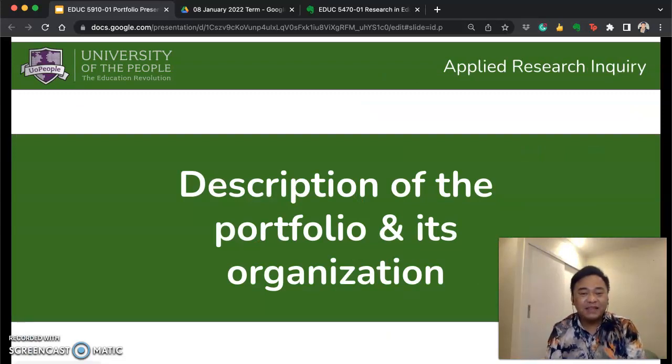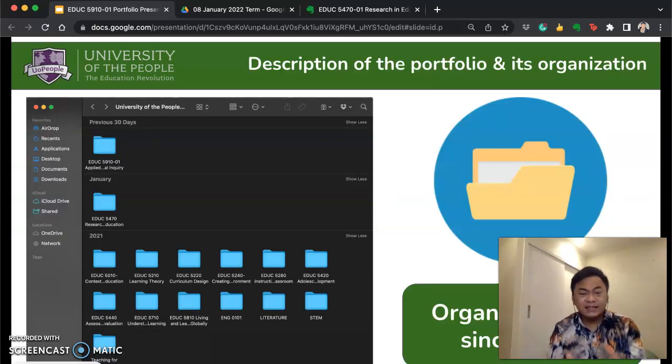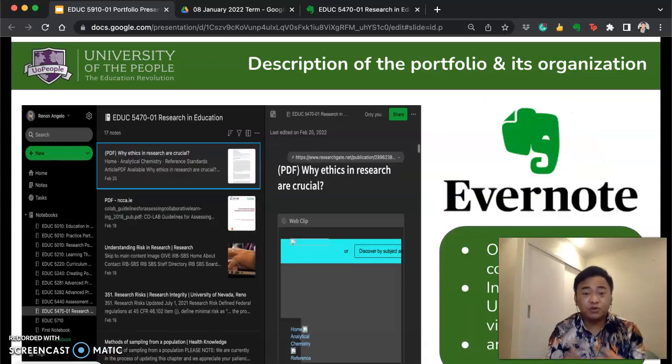So now let me give you the description of the portfolio and how it has been organized. Since day one, I've been saving all of my files in a folder on my desktop, and I organized them by the course code and the course name. And then eventually I explored the use of Evernote, where I save all the PDF copies, website URLs, and videos, and some annotations like the dates, the purpose of the article, the name of my professor, etc.